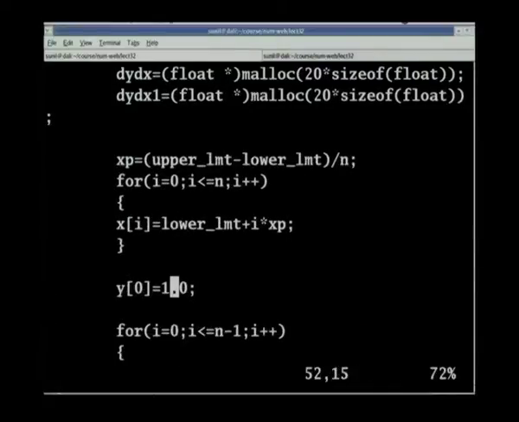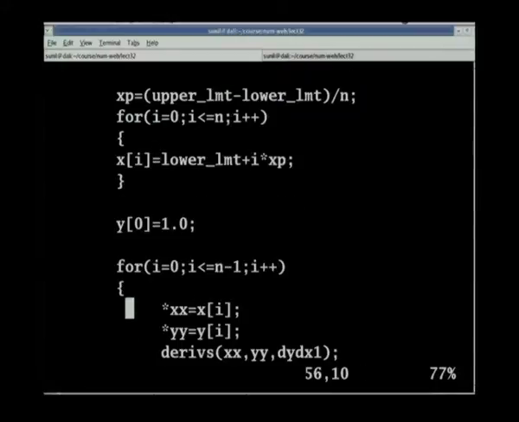Okay, and then I start with my boundary condition, which is y of 0 equal to 1. So, I am going to solve this with the boundary condition y of 0 equal to 1. And then I would first call that function. Now the derivs is my function here. Okay, so, derivs is the function which gives me the derivative, or the right hand side.